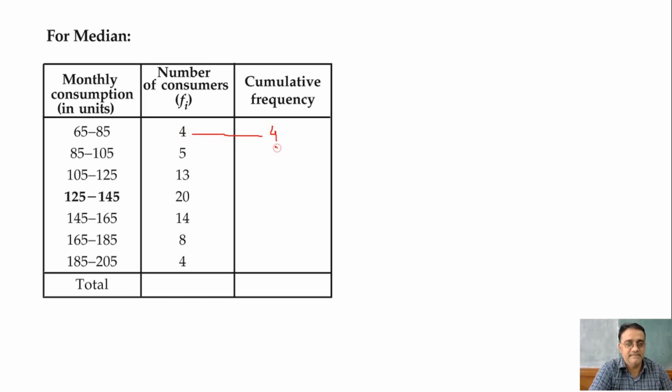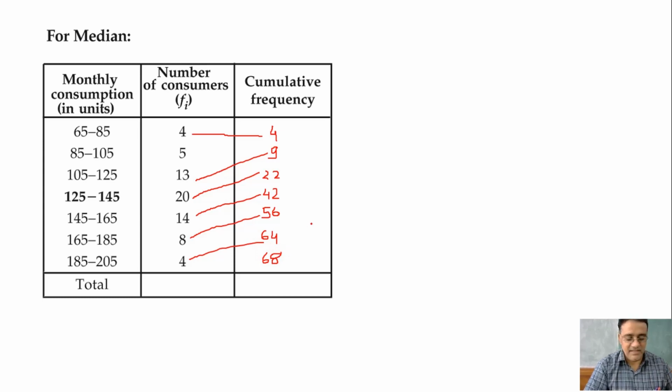What is the first CF, tell me quickly. 4. Second 9. Third 22। इसको इससे ऐड करना है, देखो इन दोनों को ऐड करना है। Now add this to 42, right. Now add this to 56, right. Now add these two 64. Now add these two 68. So total frequency already it is given in the question, it is 68.